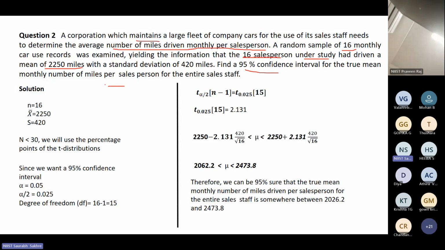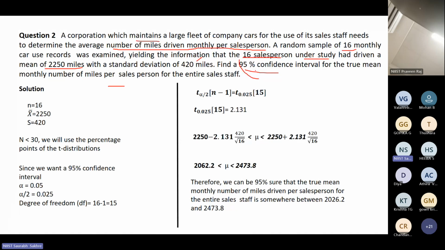Okay, so I hope the question is clear to you: a corporation which maintains a large fleet of company cars needs to determine the average number of miles driven monthly per salesperson, and they did some statistics and interviewed 16 salespersons and found that the mean distance is 2250 miles and the standard deviation is 420 miles. Now they want to generalize this result with a 95% confidence interval for the true monthly number of miles per salesperson for the entire sales staff.